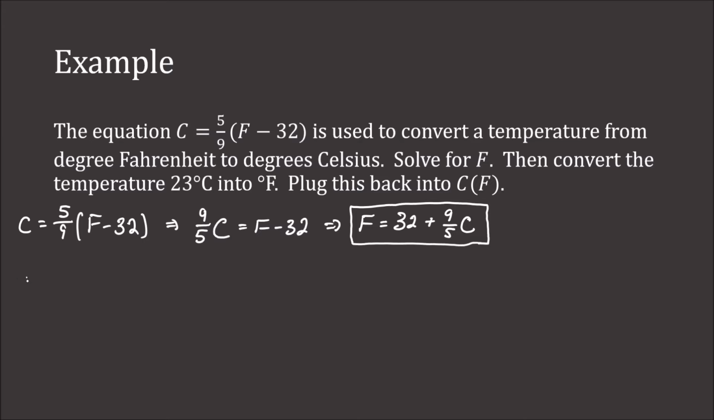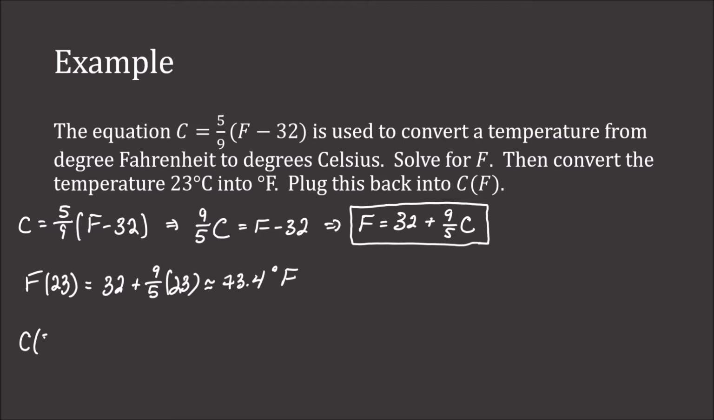So let's do it. So F of 23 is 32 plus 9/5 of 23. And if you do this out, you'll get approximately 73.4 degrees Fahrenheit. So 23 degrees centigrade is about 73.4 degrees Fahrenheit. Well, now let's plug this into C.